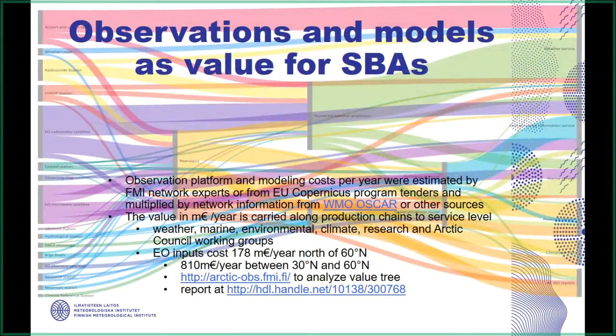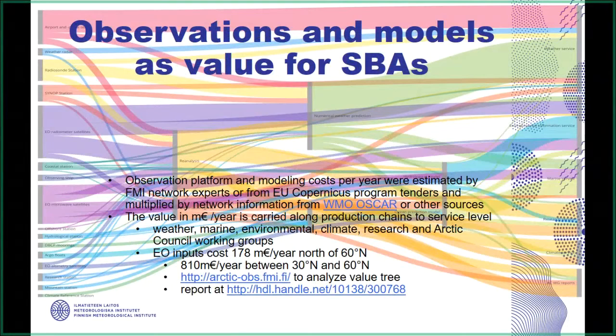Don't try to find out too much, but on the left side you have different Earth observation inputs, both satellites and stations. For example, airports is the top one. The price was defined by my colleagues at FMI. For example, an airport station, I think it's something like 230 kilo euros a year. And the same methodology was used for others.